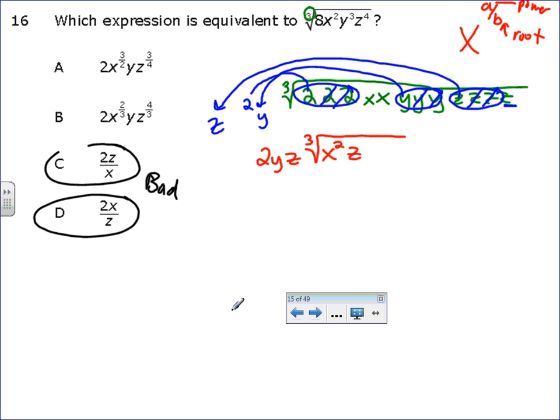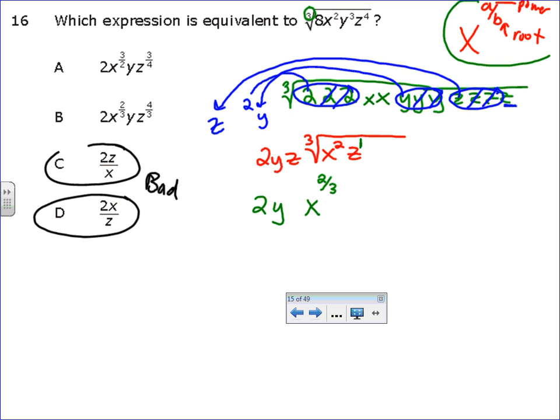Well, that's where this comes in. Remember, the top number is my power, the bottom number is my root. So I need to take x squared cube root. So that means x to the 2/3. I'm squaring it and I have the cube root.